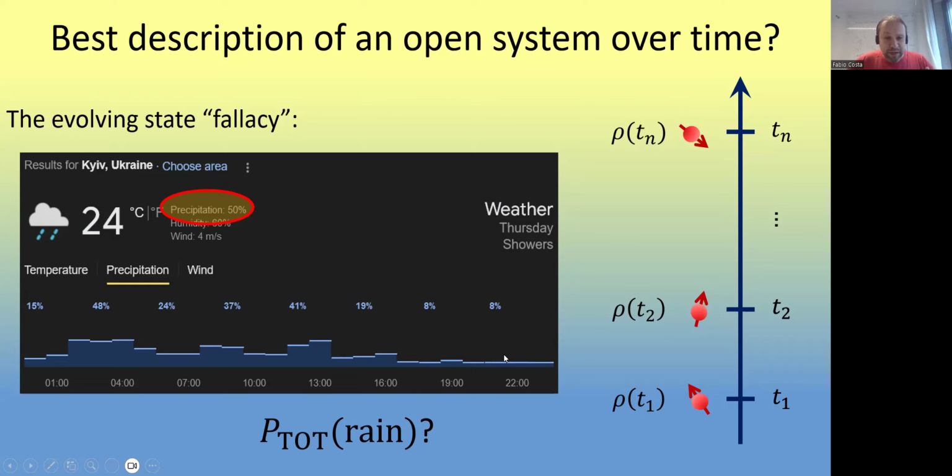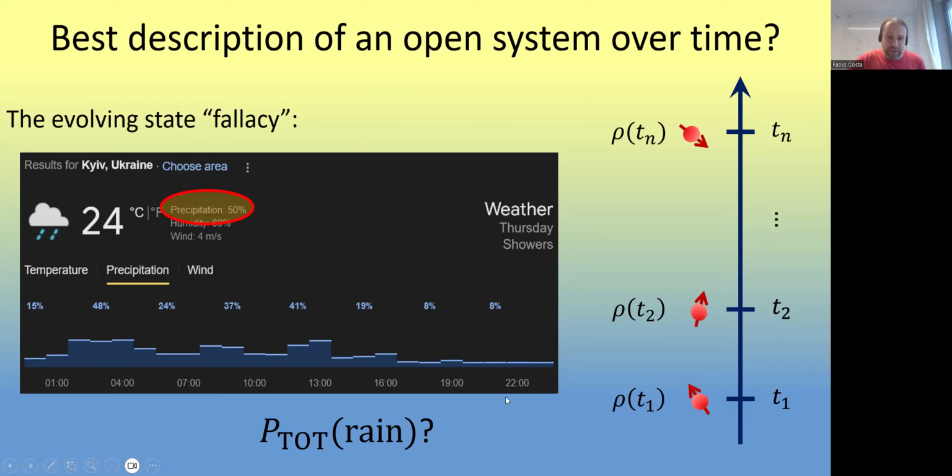The point is that we are actually missing information. When we're given this time-evolving probability, we don't know what the correlations across different times are. So it could be that these are completely independent probabilities, so the probability that it rains at some time is completely independent of any other time.